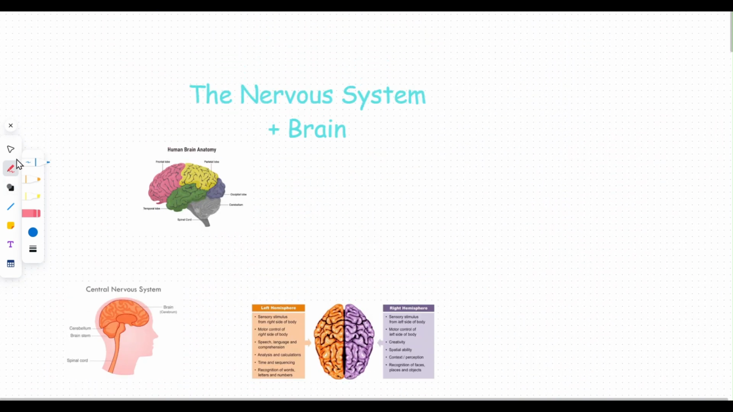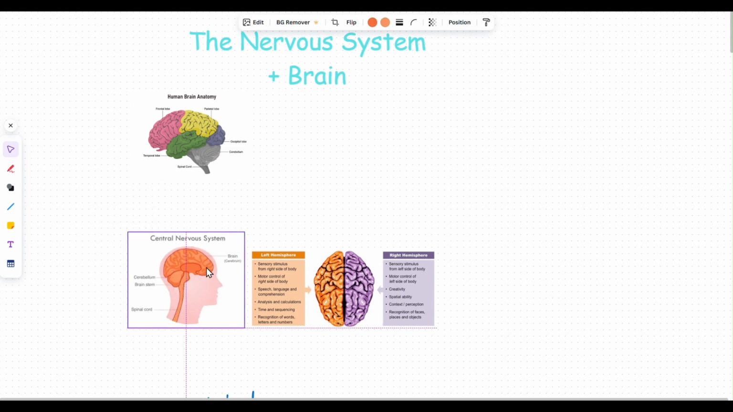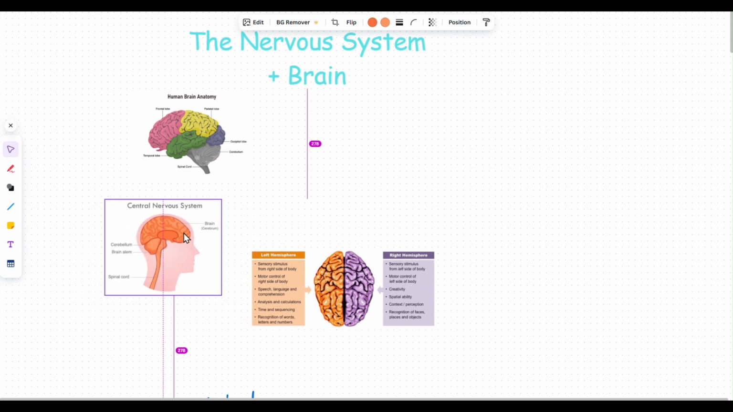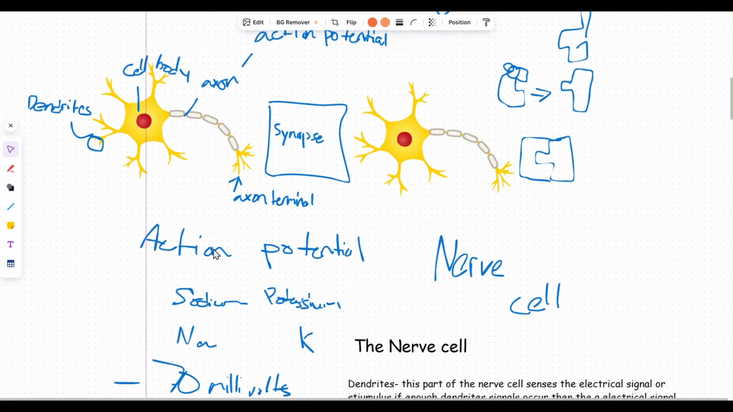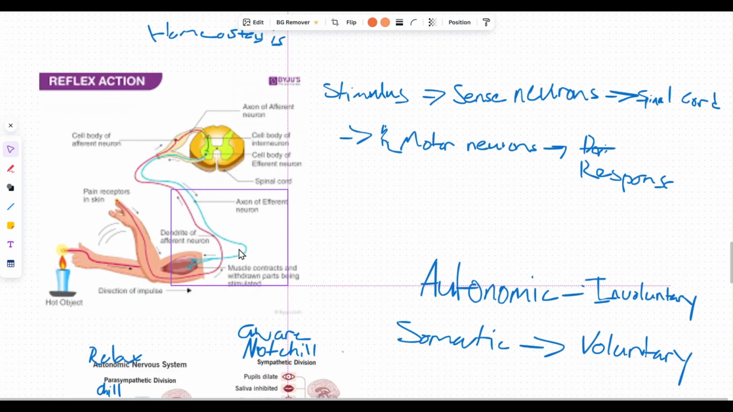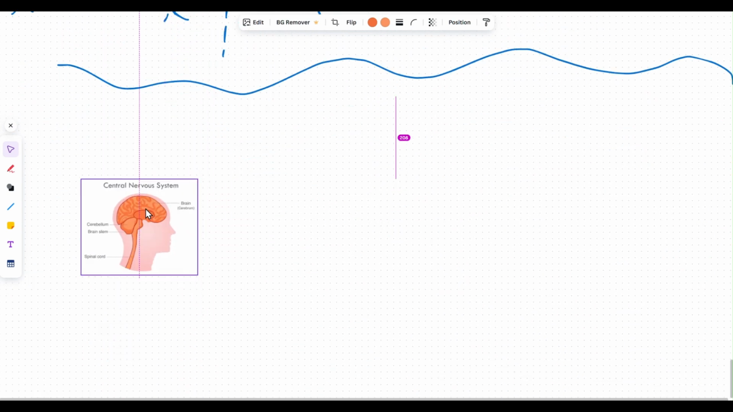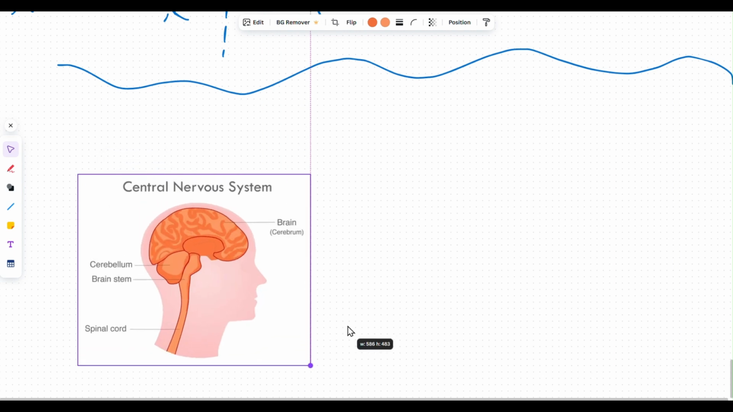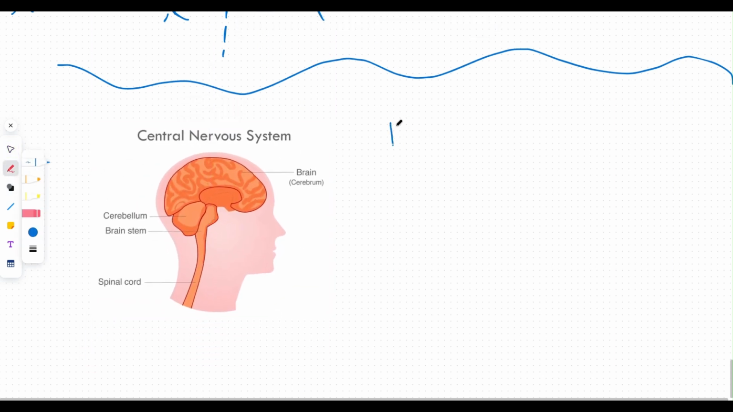Now let's get into the brain. The central nervous system contains the brain and the spine, the spinal cord, right?